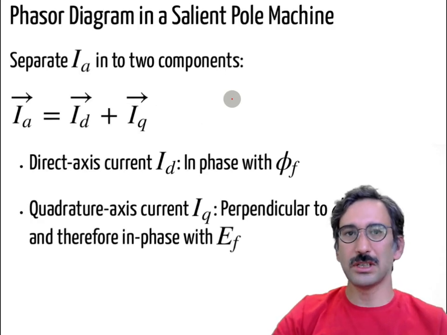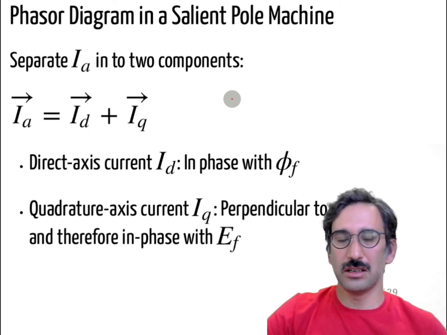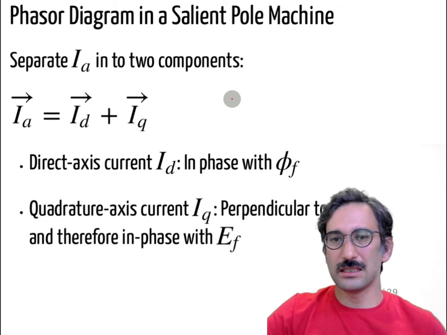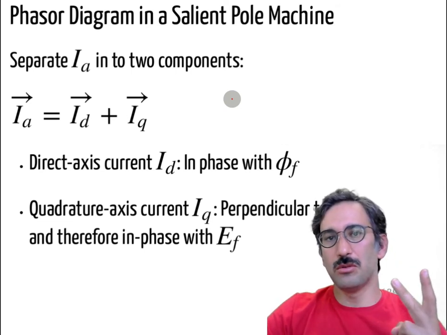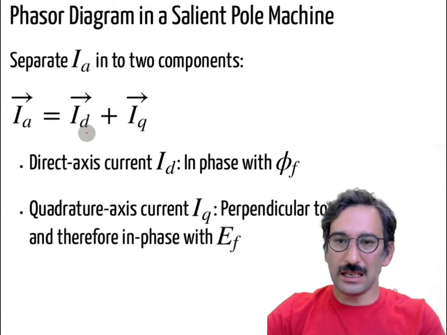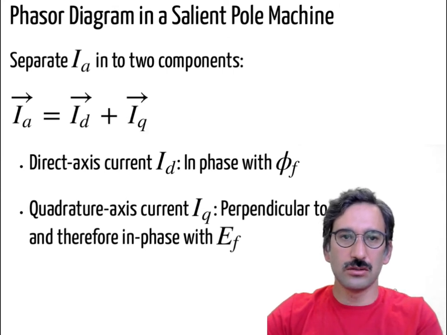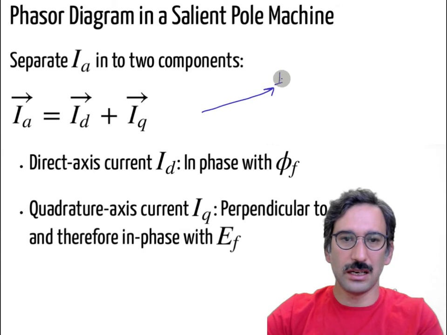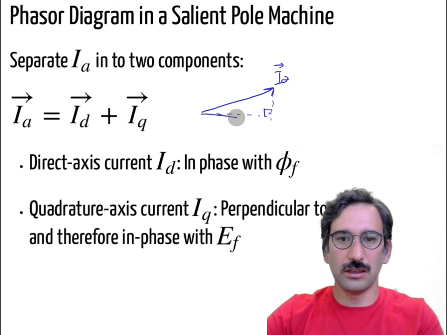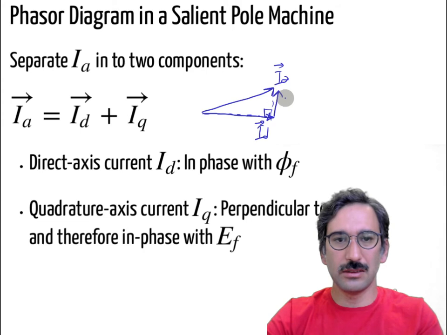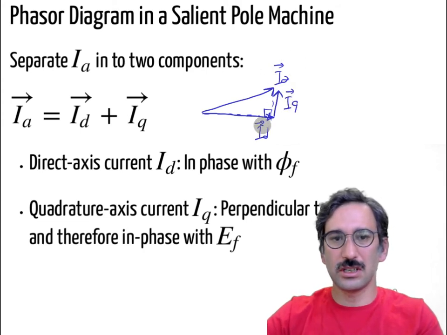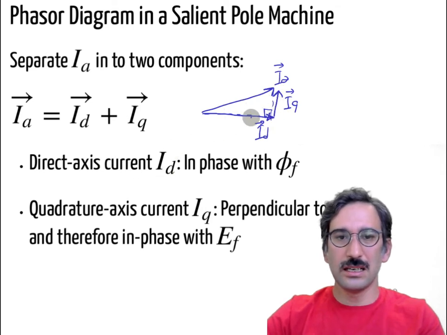So the idea, again, I'm not getting into the derivation of that equivalent circuit. I will put some reading materials if you are interested. But let's separate our IA into two components, ID and IQ. If you have some IA like that, it can be represented by two orthogonal vectors. Let's call one of them the ID vector and the other one IQ. So I'm separating the armature current into two orthogonal vectors, and the condition is that the ID, the direct axis current, will be in phase with our flux, okay?